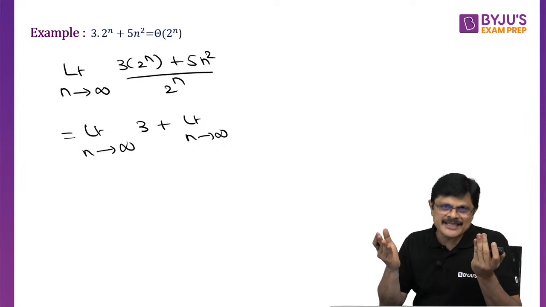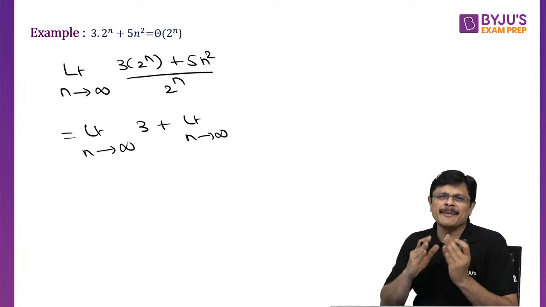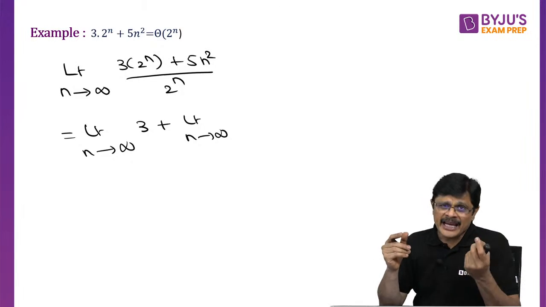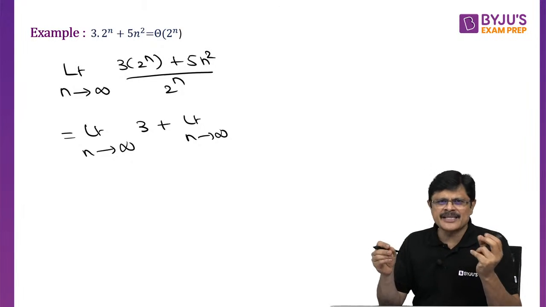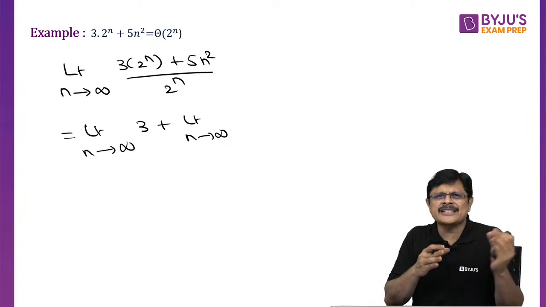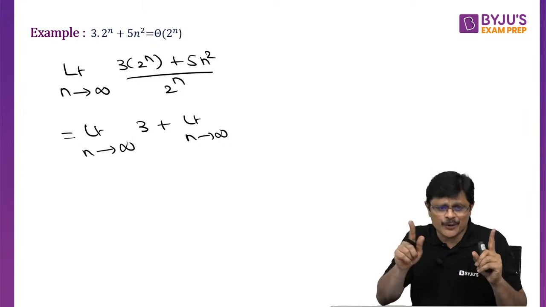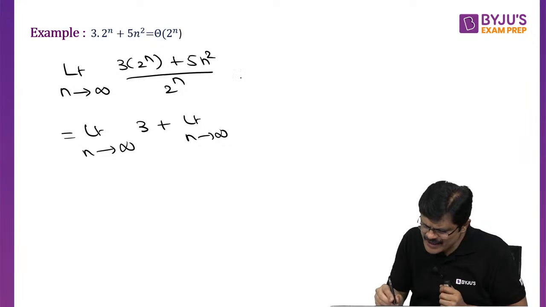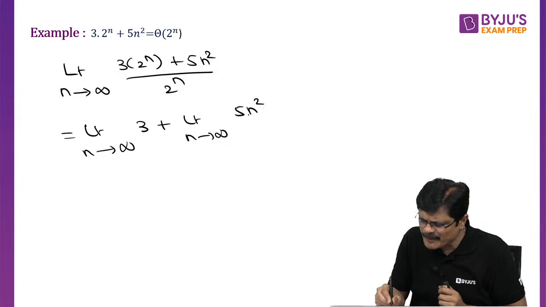When both the limits exist, okay, suppose you are applying the limit of a plus b, limit a exists, limit b exists, then you can separately write it as limit a plus limit b. Otherwise, you cannot do it, sir. Please remember that. Okay, so this can be written as 5n square by 2 power n.